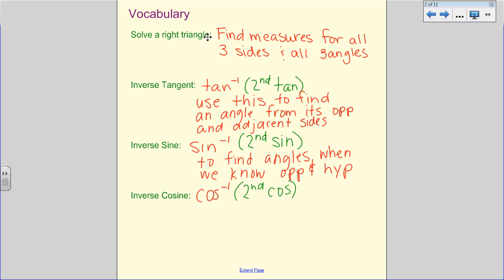So it's to find angles when we know adjacent and hypotenuse.